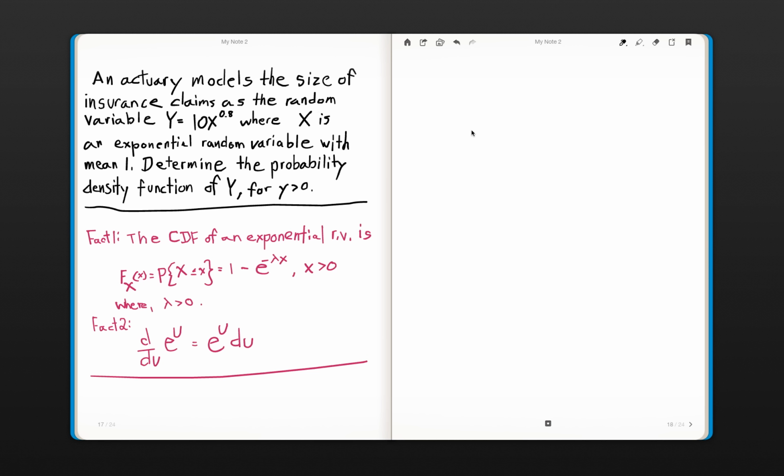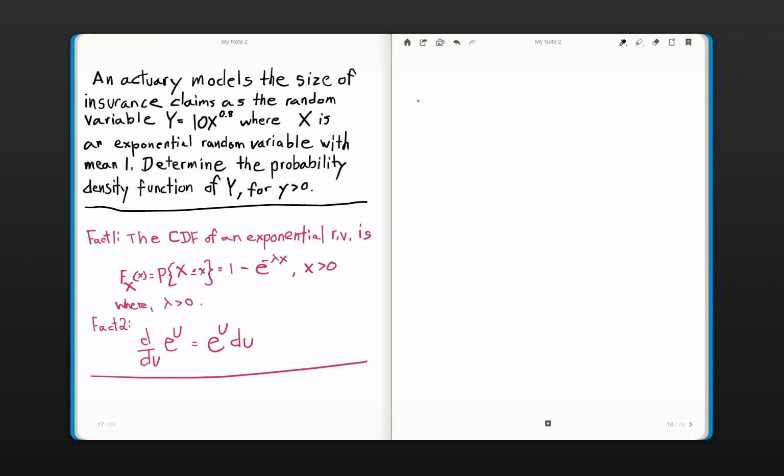So you need to know a couple of facts right up front, and that is you need to know the CDF of an exponential random variable. It's given as 1 minus e to the negative lambda x, where lambda is the expected value. And so when we actually work this problem, we'll substitute 1 in for this CDF. And also another fact you should know right away is that the derivative of e to the u is e to the u du.